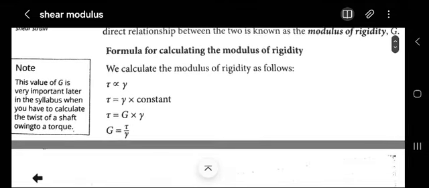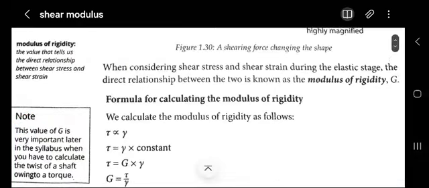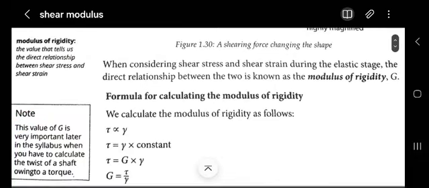Note what you've been given here: this value of G is very important later in the syllabus when you have to calculate the twist of a shaft. You will see this in torsion. I will do that topic later on and the video will be posted. You'll see it when we talk about torsion and all those things.